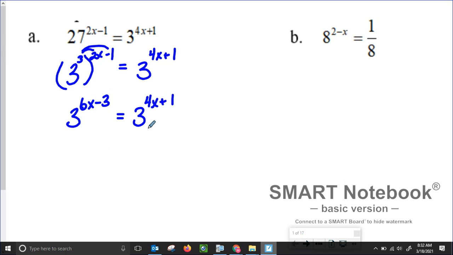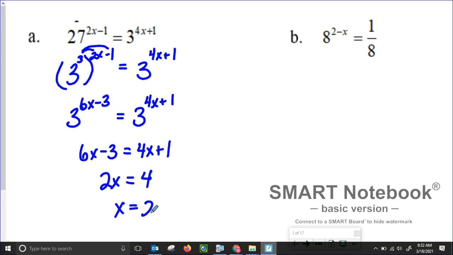Once we have it like this, where the bases are the same, we can simply set the exponents equal to each other. So we just say 6x minus 3 has to be equal to 4x plus 1. Now we solve this like any algebra 1 equation. So subtract 4x from both sides, add 3 to both sides, divide by 2, and we are good to go.